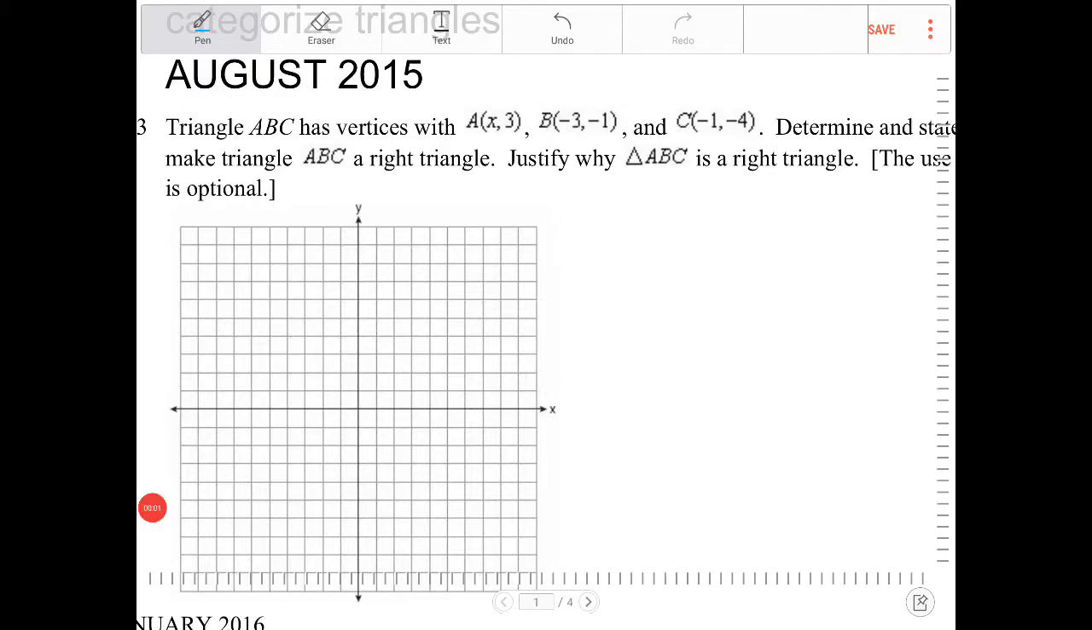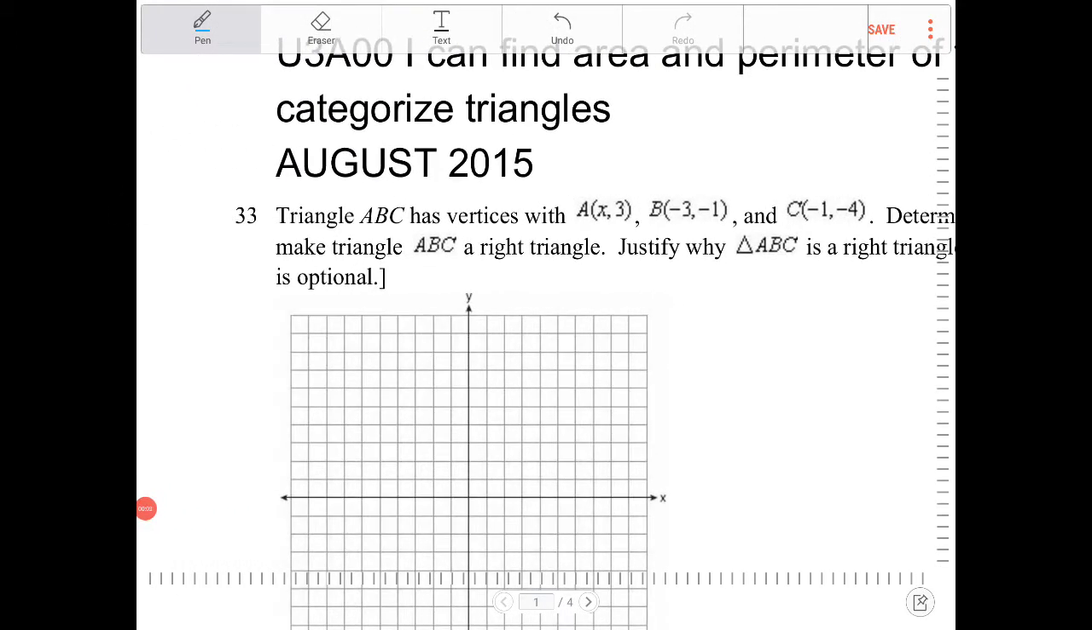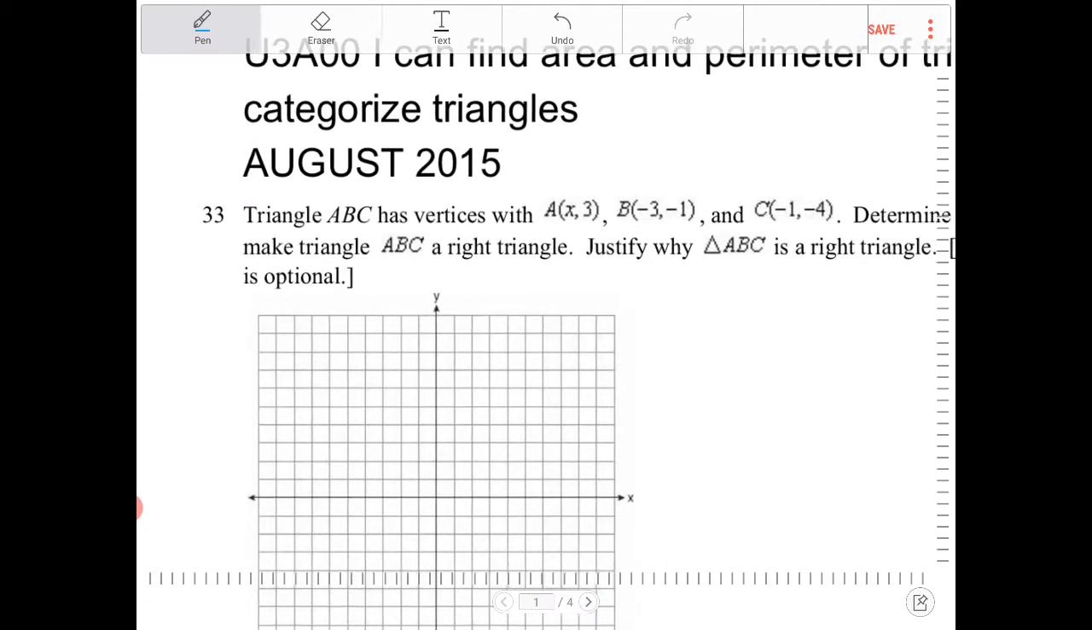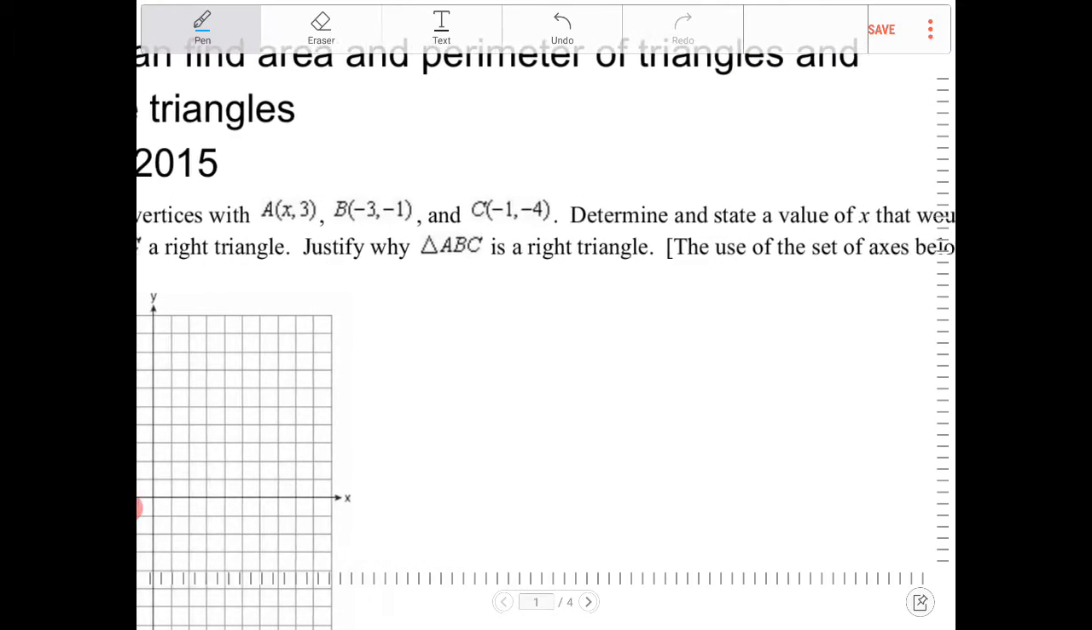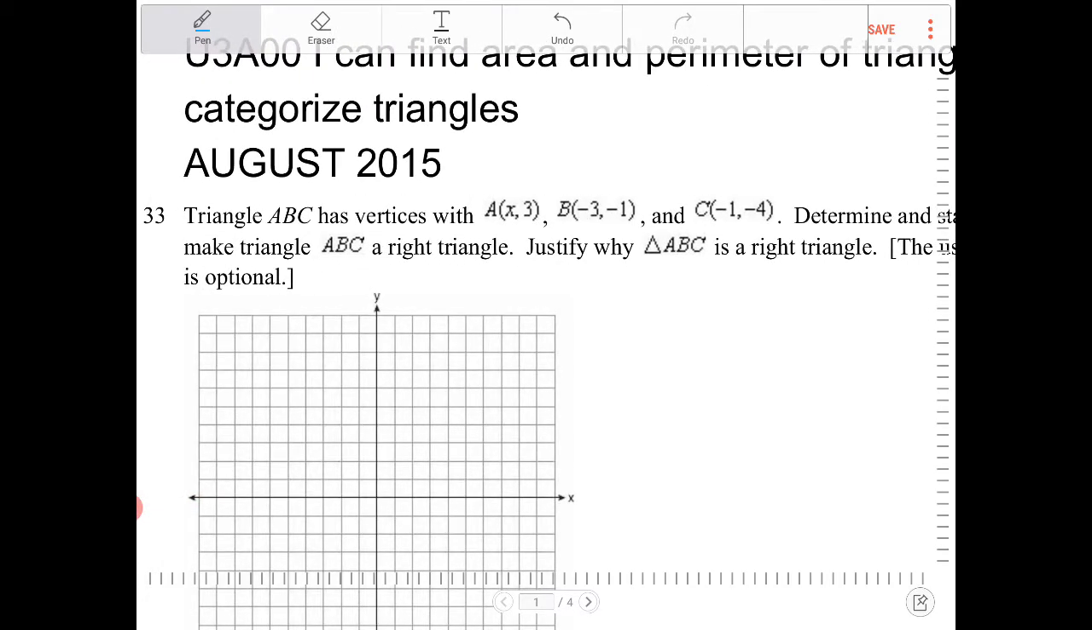Hello students, in this video I'm going to go over assignment U3A00, which is a bunch of Regents questions that I put together from the past couple of years related to this particular topic, which is finding area and perimeter of triangles and categorizing triangles.